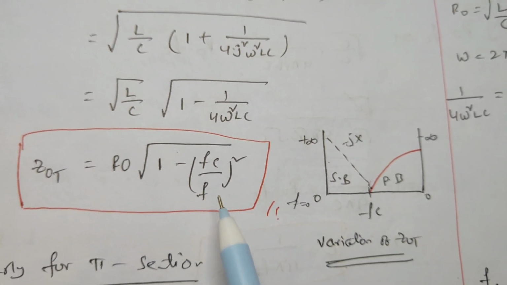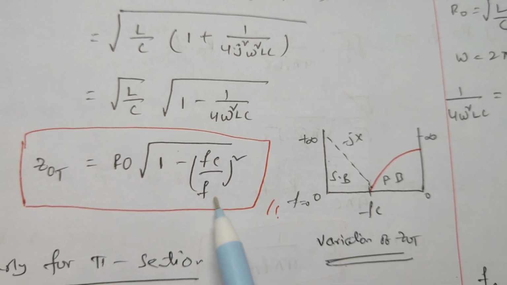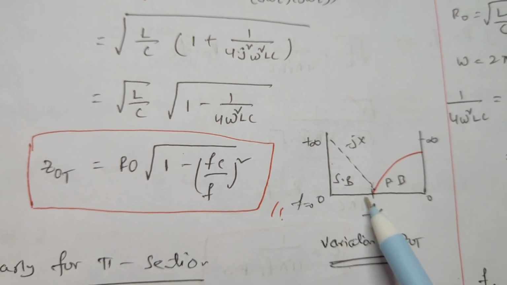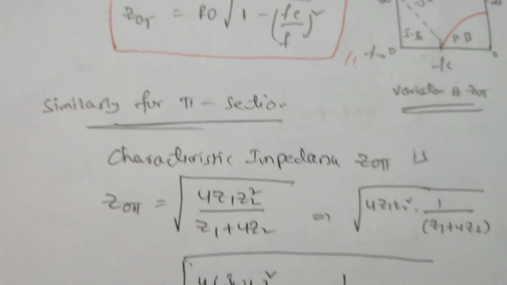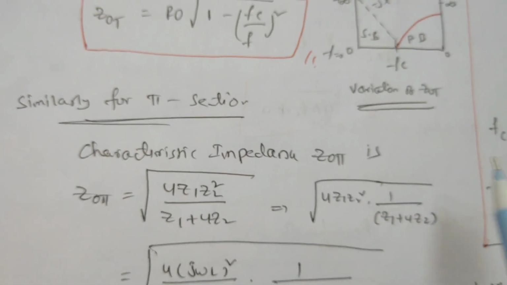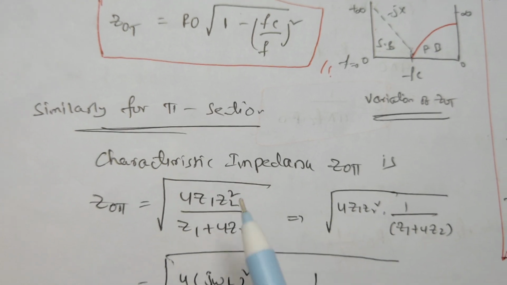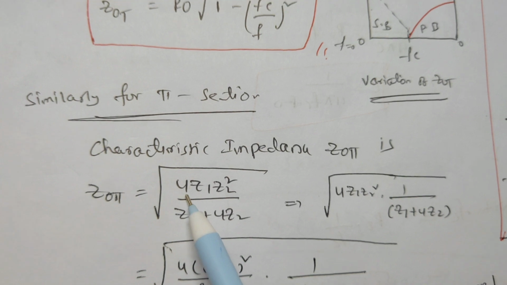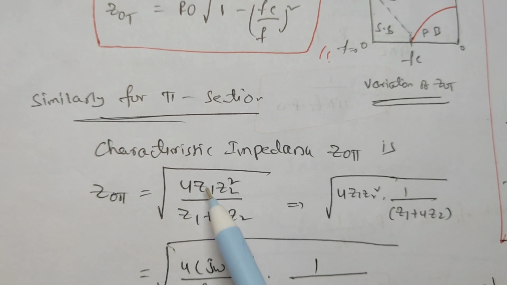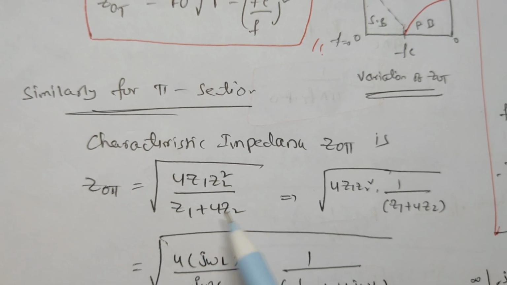Okay, similarly if you substitute f value greater than the fc value, then you will get the characteristic impedance value in the passband region. Coming to the pi section, we know the characteristic impedance of pi section is nothing but Z1 Z2 by 1 plus Z1 by 4 Z2, or you can also write this as Z0 pi is equal to 4 into Z1 Z2 square by Z1 plus 4 Z2.